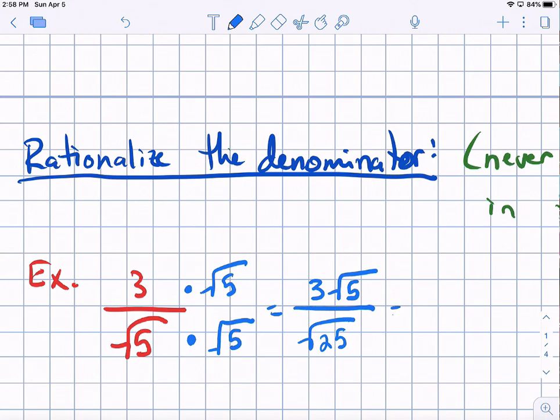What's the square root of 25? Well, the square root of 25 is 5. And now since I have a whole number in the denominator, I know I'm finished. I've rationalized the denominator. I've simplified this so that there is no radical symbol in the denominator. Okay, so again, I did that by taking whatever that denominator is and multiplying it by something to get it to be a perfect square.